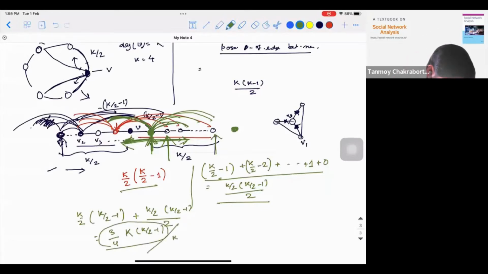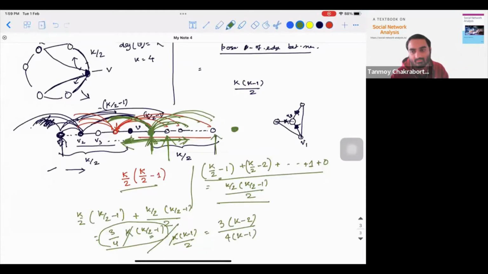The denominator is k into k minus 1 by 2, right? So this k and k will cancel out, right? So we have 2 here. So if you do the calculation, this would be 3 into k minus 2, right? 4 into k minus 1. So this is the clustering coefficient.